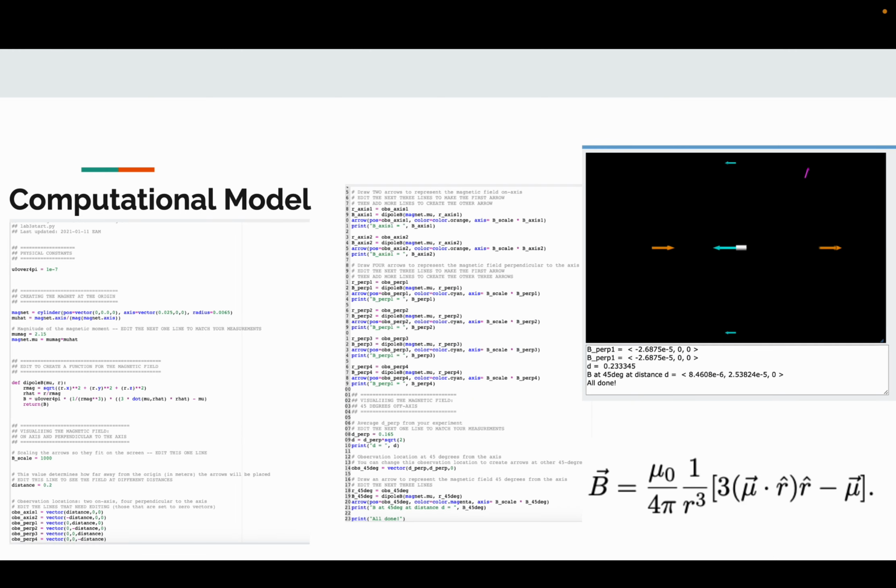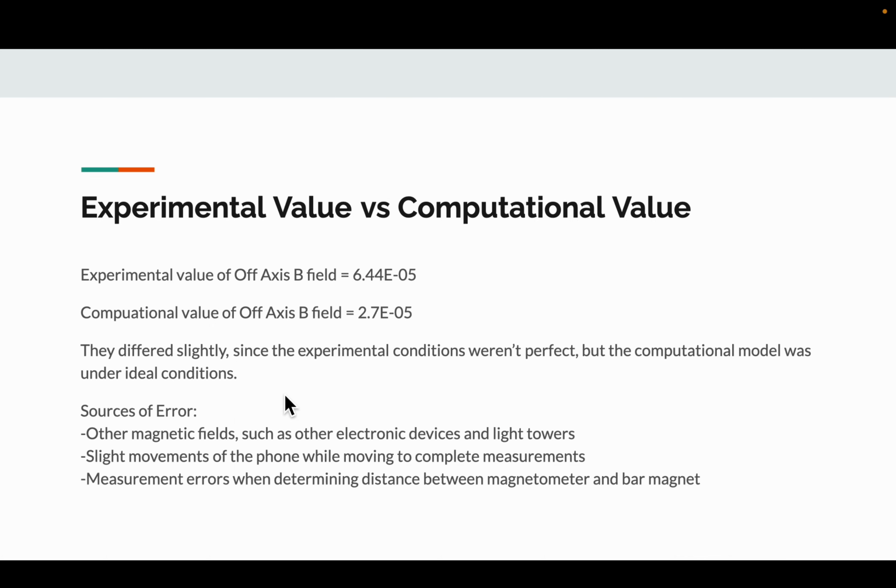So the computational model, this is the equation for the magnetic field due to a magnetic dipole, and when you code that in here with the same value for the magnetic dipole moment, what I ended up with was a value of 2.7 times 10 to the negative 5 teslas for the computational value of the off-axis B field.